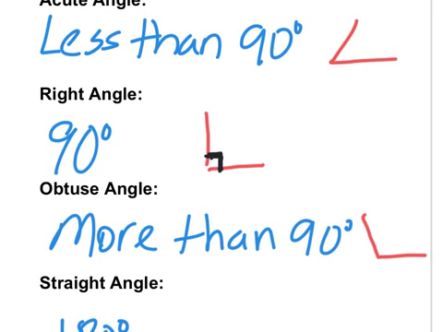Now something really quick. If an angle is 90 degrees, it's a right angle. It's not acute and it's not obtuse. It's right. Acute is strictly less than 90. Obtuse is strictly more than 90. Okay?